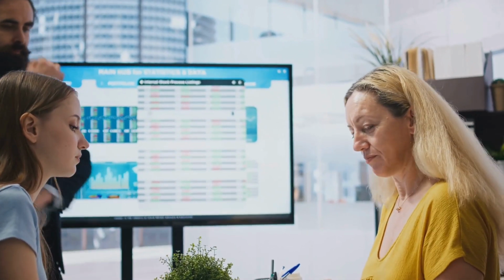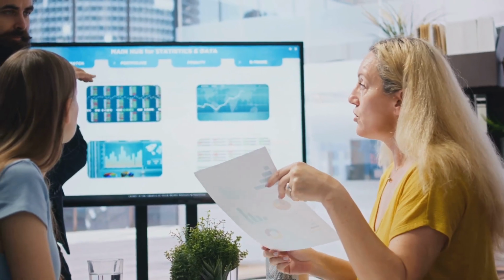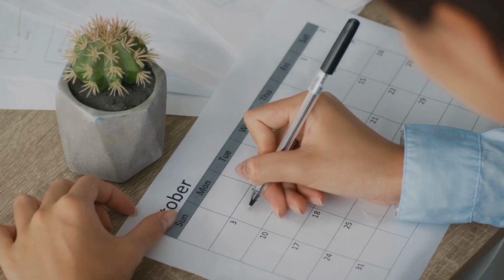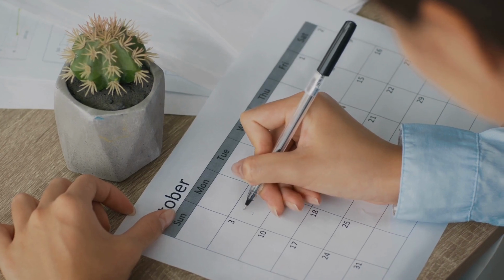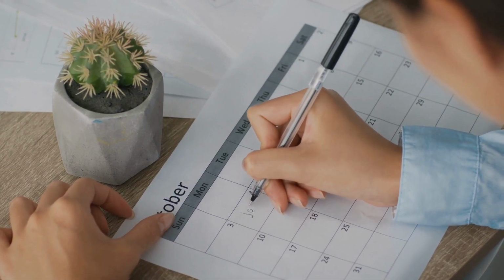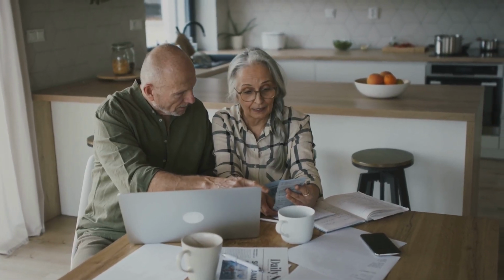Your time horizon, how long you plan to invest before needing access to your funds, is a critical factor in shaping your asset allocation. Let's break it down. 1. Short-term goals, 0 to 3 years. If you need your money soon, prioritize stability over growth. Typical allocation: 70% cash, 20% bonds, 10% stocks. Example: saving for a down payment on a house or a vacation.